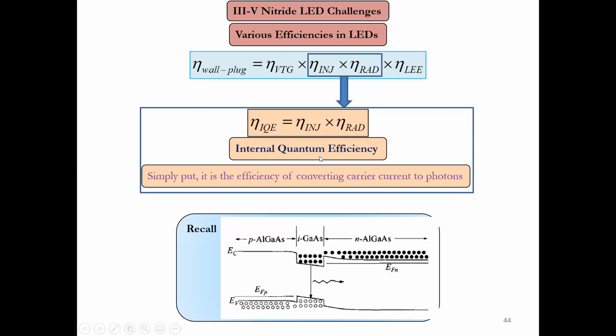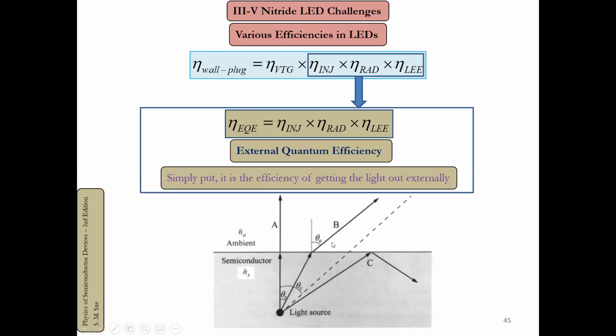So the two main efficiencies we work on are the internal quantum efficiency, which means how many carriers have been confined, how many electrons have been provided to this region, and how many have been successfully converted to photons. We would like to convert each electron to a photon, which does not happen. Therefore, we don't have 100% efficiency. The ideal case is that each of these carriers recombines so that we get the desired photon. And then we have external quantum efficiency.